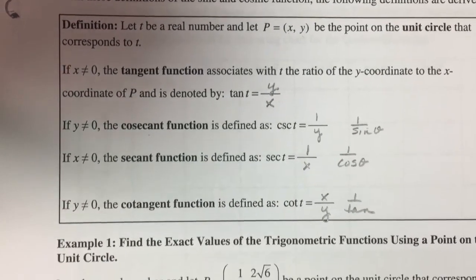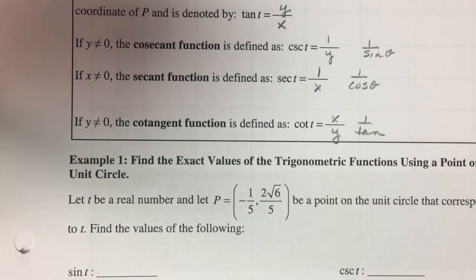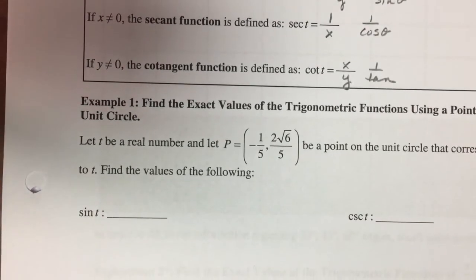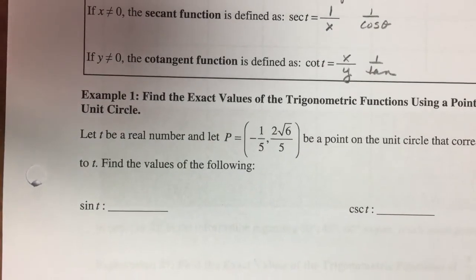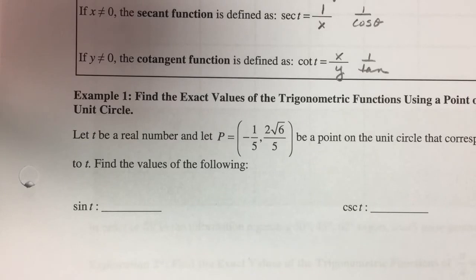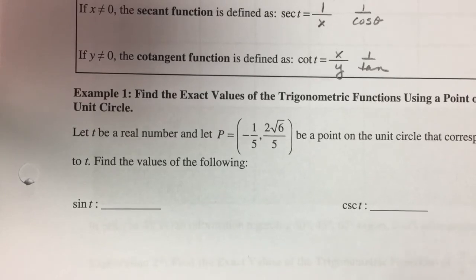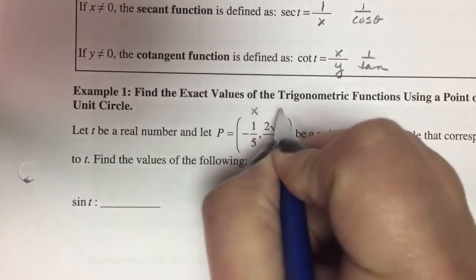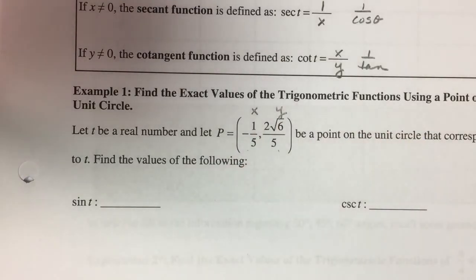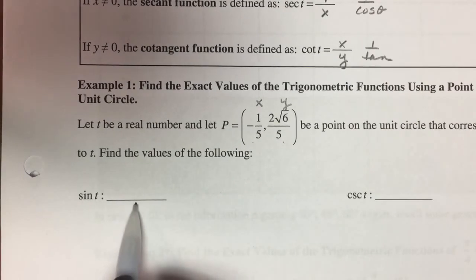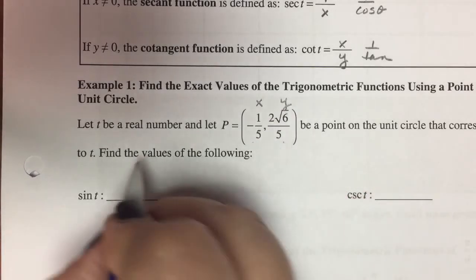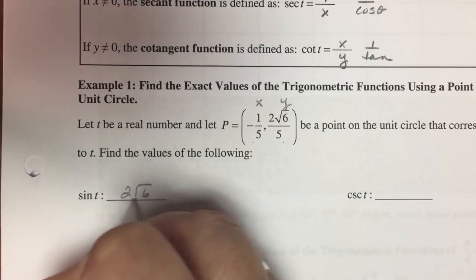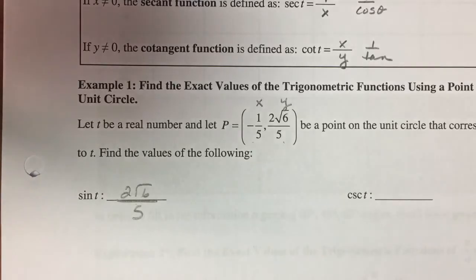Okay, so you've done trig before. This should be nothing new. So let's look at example 1. Find the exact values, and this is going to be a lot of algebra, of the trig functions using a point on the unit circle. So they're telling me that here is my point on the unit circle. This is my x, this is my y. So we want to find all of our trig functions. Well, we know that sine t is simply the y coordinate, so that's going to be 2 root 6 over 5.